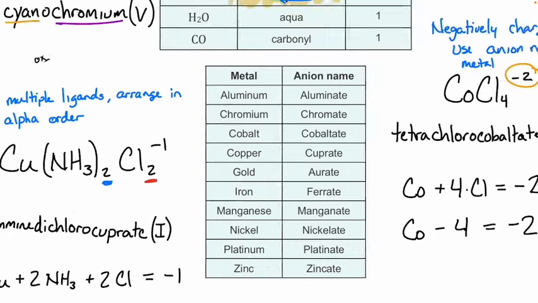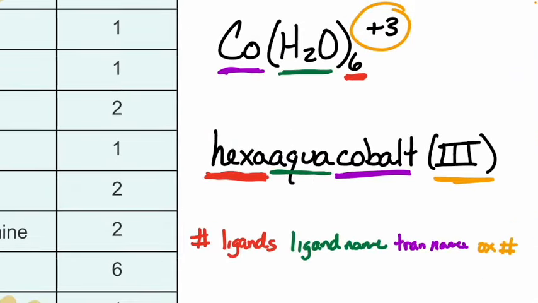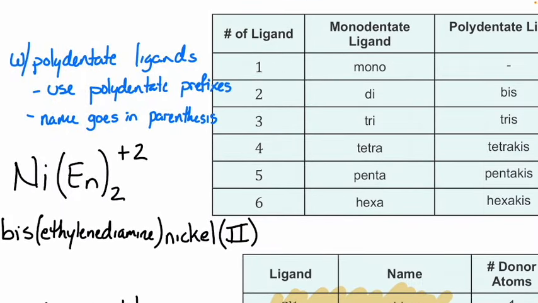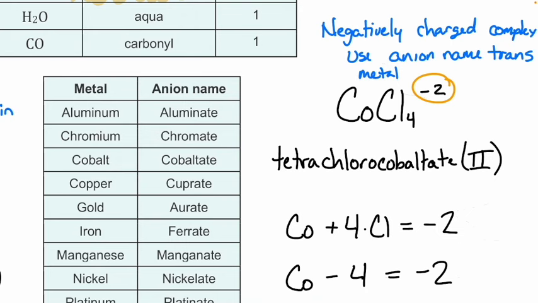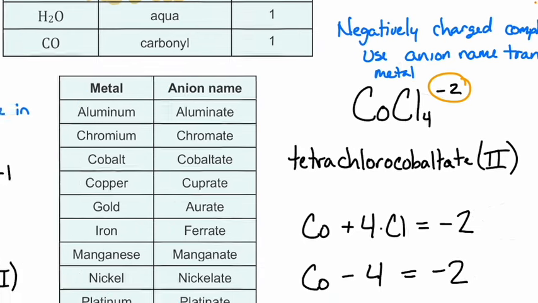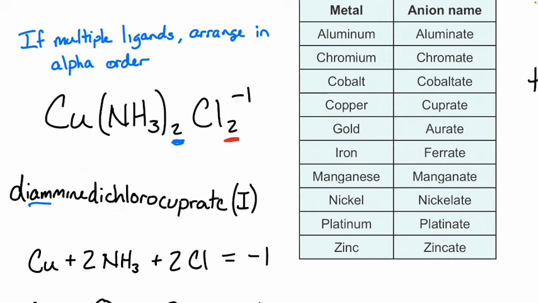All right, so kind of all over the map here on this, but let's just go back to the basics. Our name of our complexes always have the same structure: number of ligands, ligand name, your transition metal, and then finally the oxidation number. And then we got some levels of complication here for our polydentate ligands. We gotta use our polydentate ligand prefixes, and we gotta put the name of that ligand in parentheses. If our complex is negatively charged, we're going to have to use the anion name for our transition metals, not the metal name. And then lastly, if we have multiple ligands, we're going to arrange them in our name in alphabetical order, right? So amine came before chloro. That's how I organized my name.